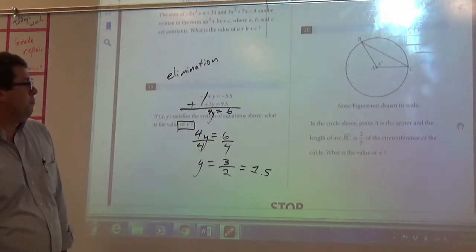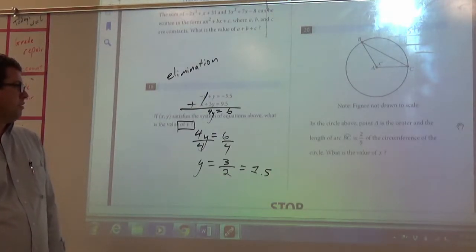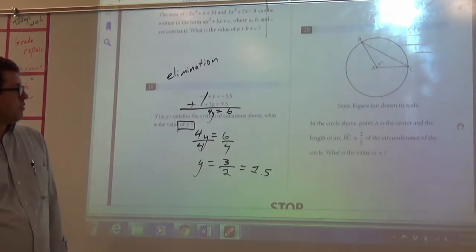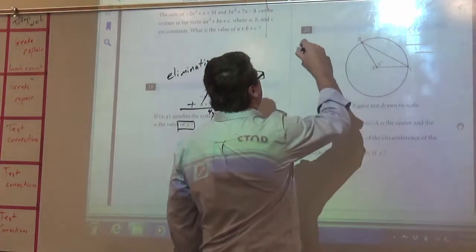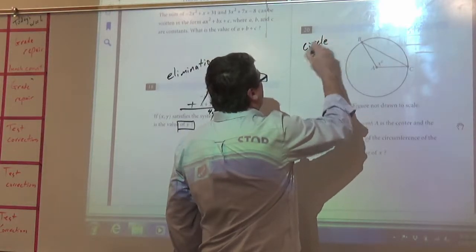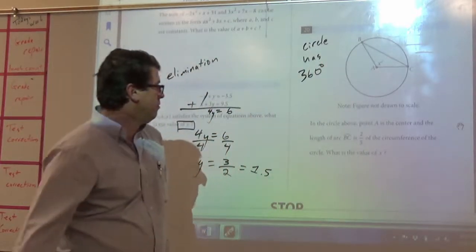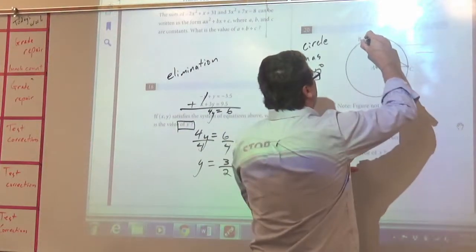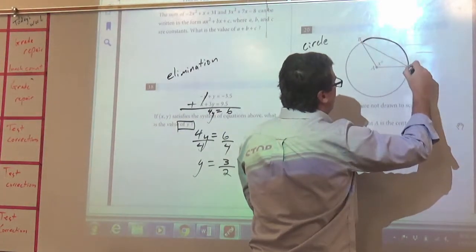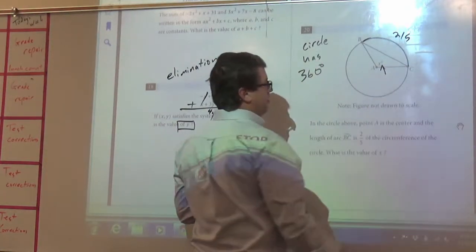Alright, for number 20, they say the figure is not drawn to scale. In the circle above, point A is the center, and the length of arc BC is 2/5 of the circumference of the circle. What is the value of x? The circle has 360 degrees total, and they said the BC is 2/5. So this part here is 2/5. And they want to know what x is.